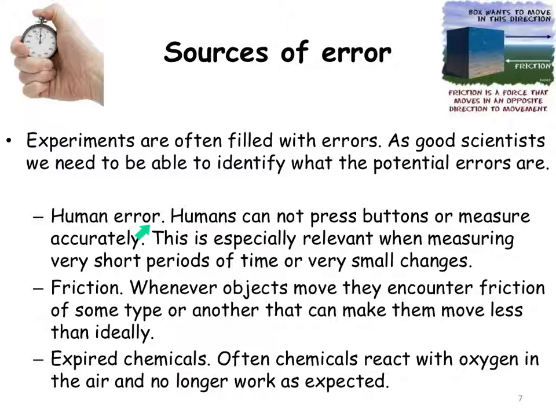There's the problem of human error. Humans are not very good at pressing buttons, especially if the time period is very, very short. Friction, air friction, or friction of surfaces gets in the way of forces working perfectly. And expired chemicals, often the chemicals have reacted with the oxygen in the air and no longer work as expected. Those are some sources of error. You would need to consider the experiment specifically to decide on other sources of error. Your sources of error and the precision and the accuracy should be discussed under interpretation of results.